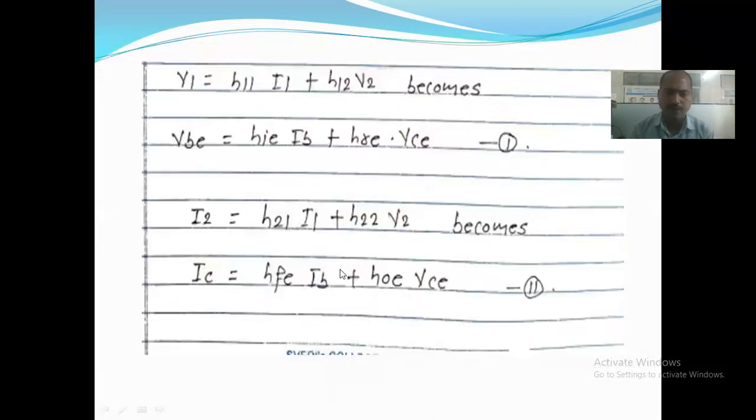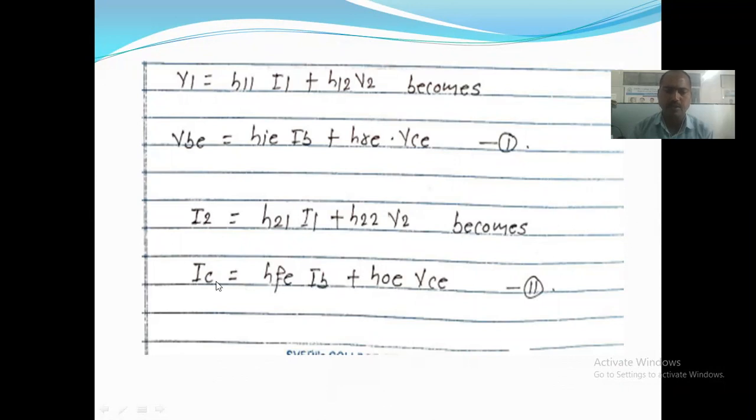Okay, to find the HOE, we have to make IB equal to 0. IB equal to 0 indicates that all those terms should be 0, so IC equals HOE into VC. So HOE equals IC divided by VC when we make IB equal to 0.